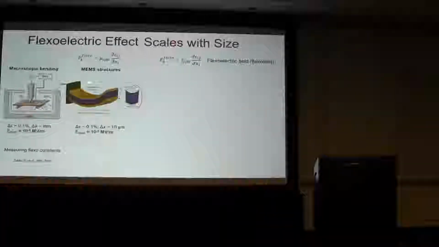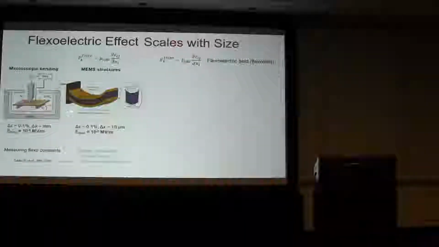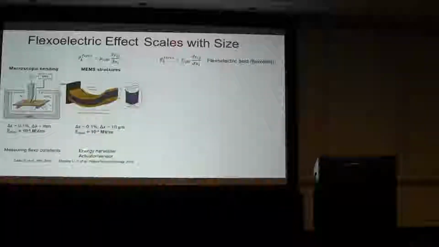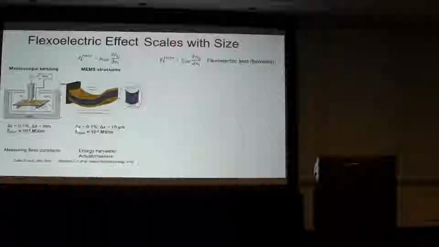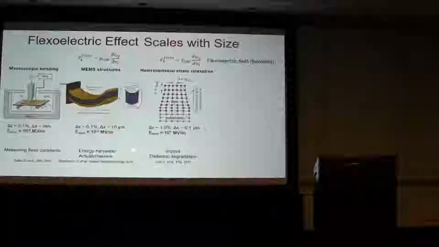This is used for measuring the constants. If we go to a smaller scale, like this unimorph structure, we can use this bending mode to make energy harvesters and actuator sensors, as shown in this example work. Because the system size goes down, this flexo field increases by several magnitudes. As we go smaller and smaller, for example in heteroepitaxial films, the strain will relax as the film thickness grows, so there will be a built-in strain gradient in the film, which leads, as reported, to the imprint effect and also dielectric constant degradation in the materials.